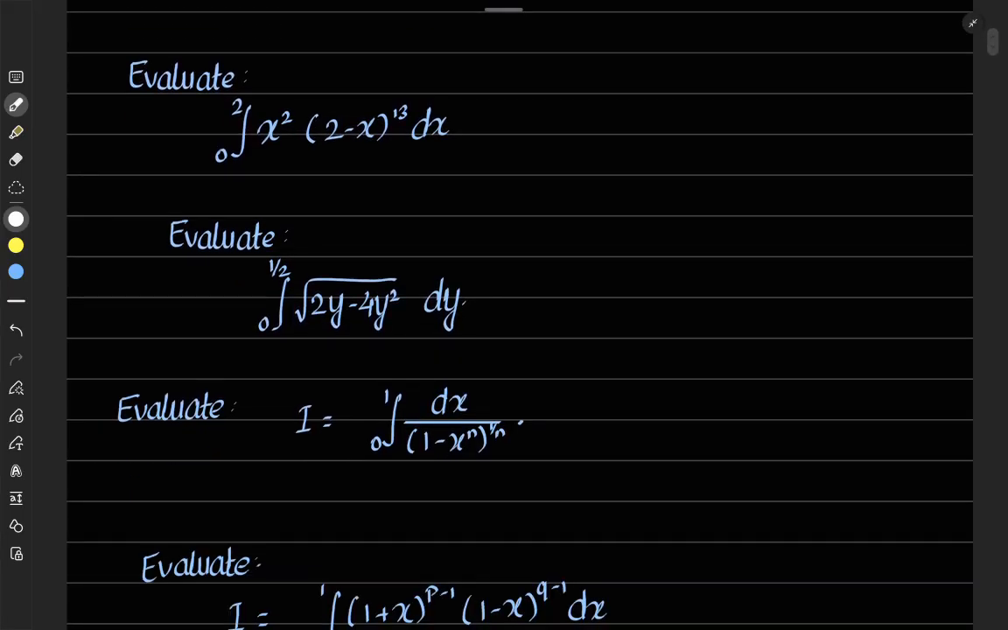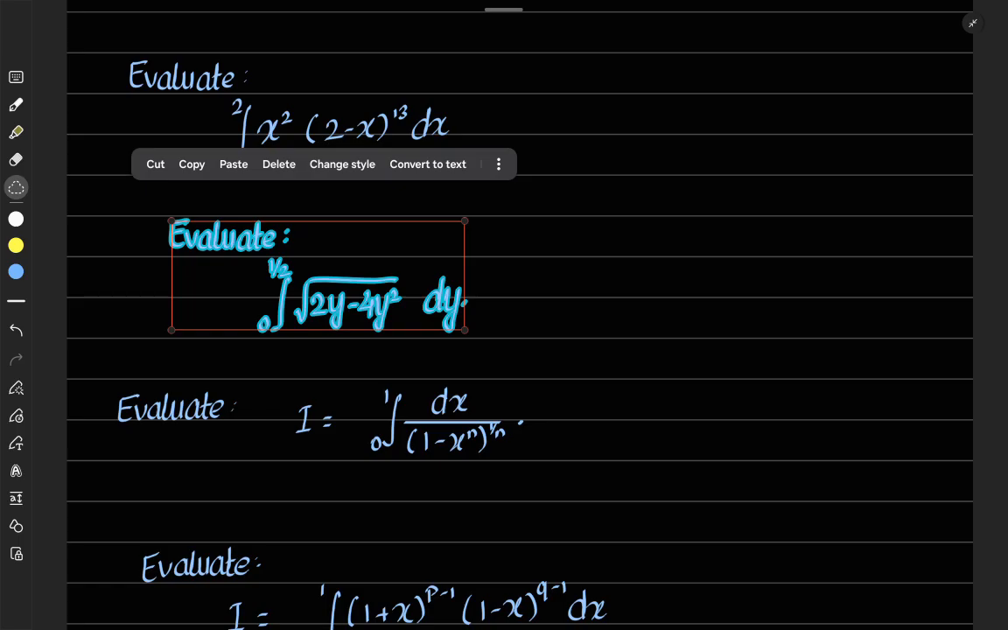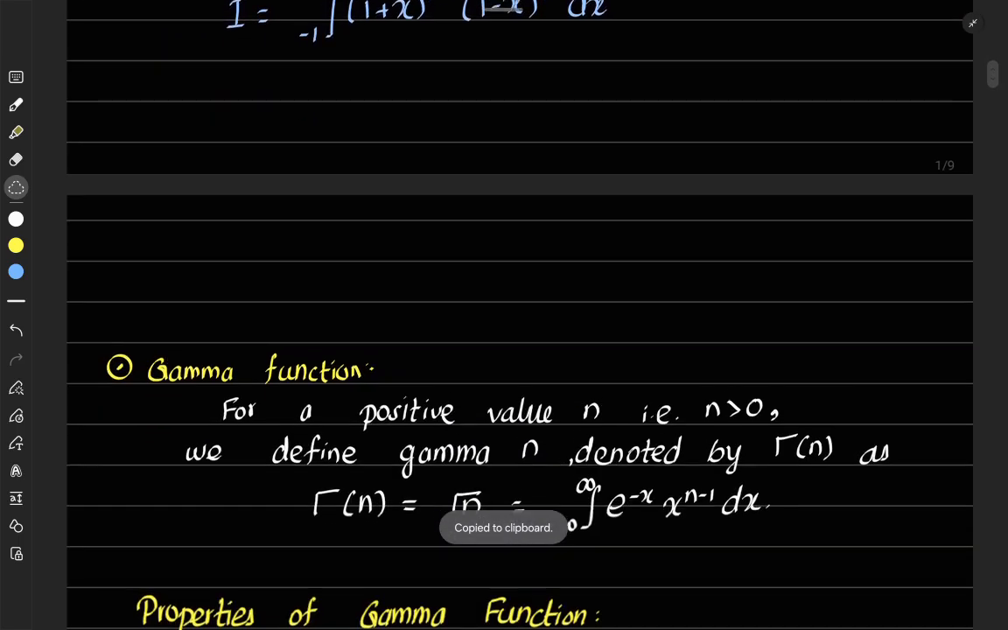Now we'll start with another example. Let's say this one.